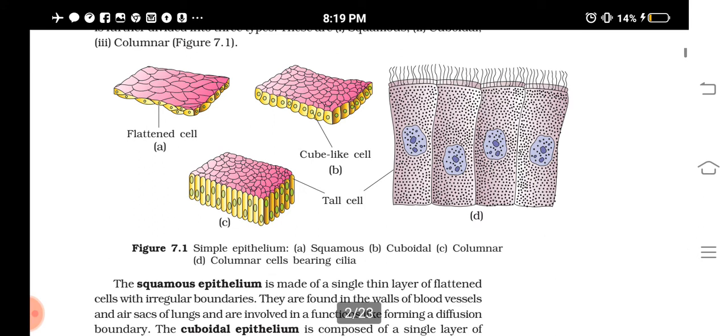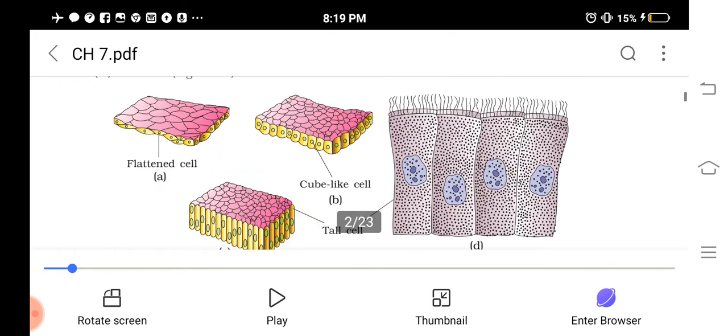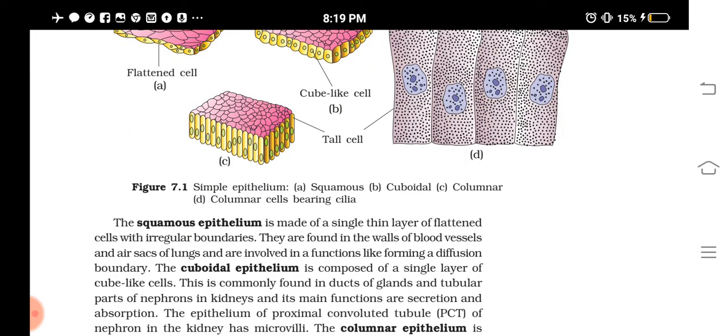Cuboidal means what? Their cells are cube shaped. Columnar means they are elongated, their length or height is more than their thickness. And if there are cilia, then it is known as ciliated epithelium. Is it clear? So depending upon the shape of the cells, they are of different types.